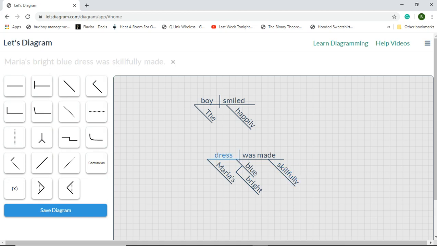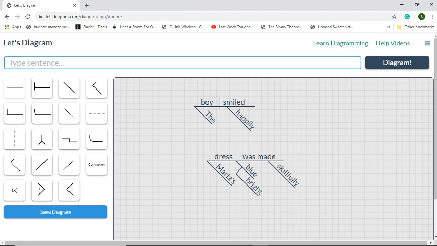So we have our subject is dress, was made is our verb phrase, Maria's is our adjective answering the question whose dress? Maria's dress. Which dress? The blue dress. So blue is an adjective. Bright is an adverb modifying blue. How blue? Bright blue. Skillfully is modifying made, right? How was it made? It was made skillfully. Good, let's move on to question number 3.